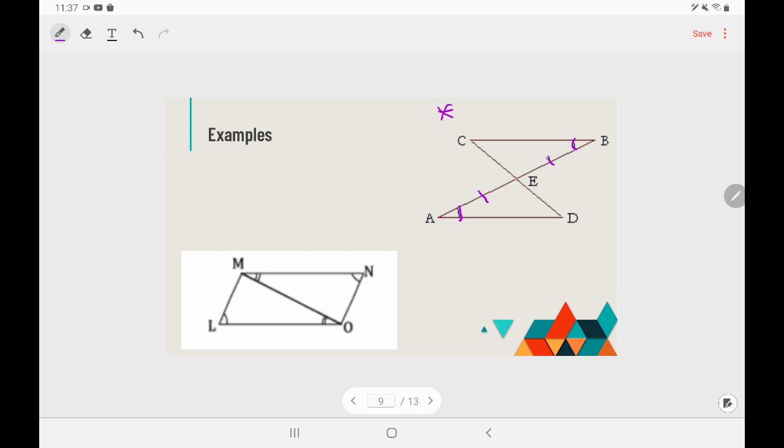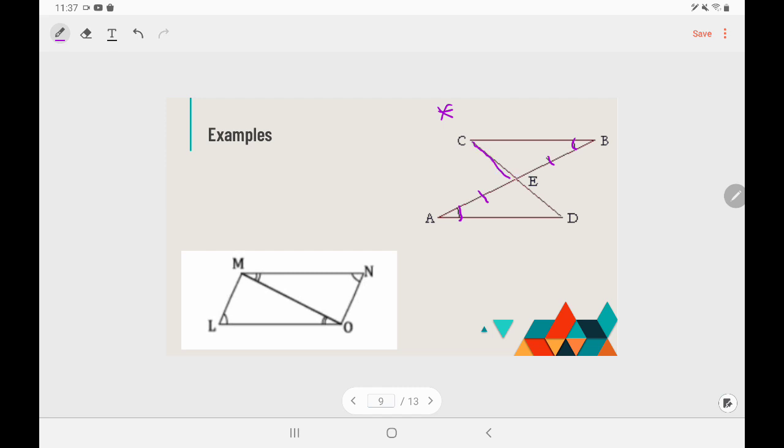Now I need to find one new piece of information. Just remember all of our shortcuts. I only need 3 pieces of information to prove that they are congruent. So I am going to try and use one of my 2 new rules that I learned today. So either angle, angle, side, or angle, side, angle. I already have one angle, I already have a side, so I'm looking for one pair of angles that are congruent.